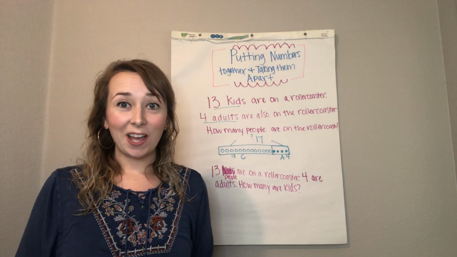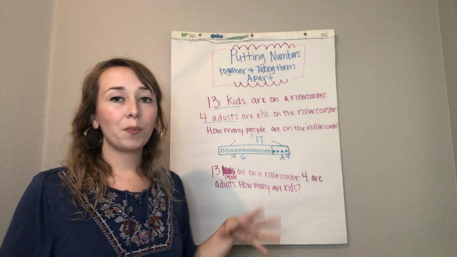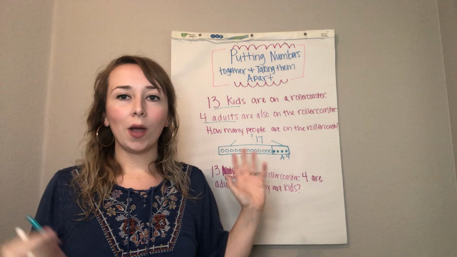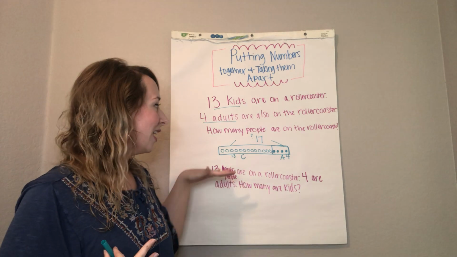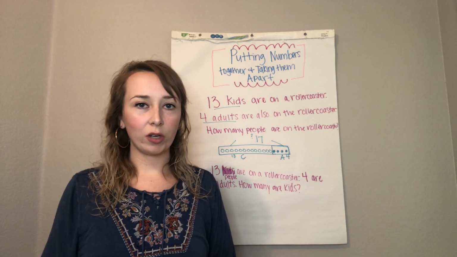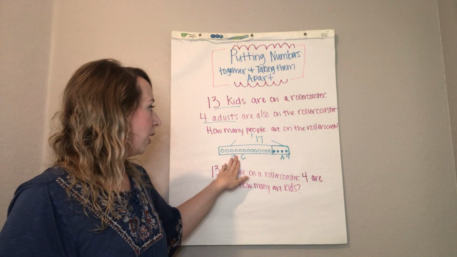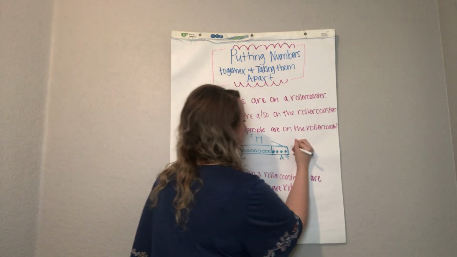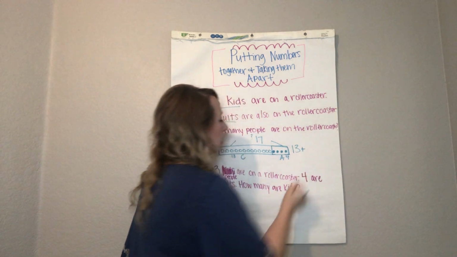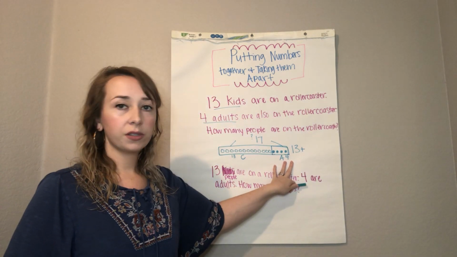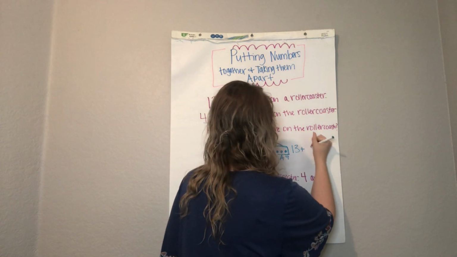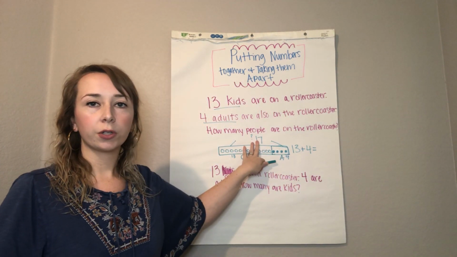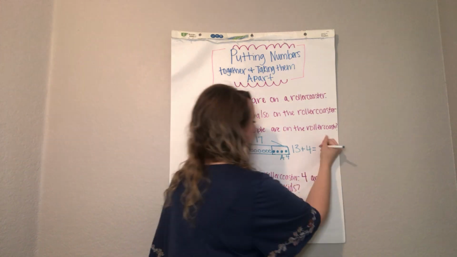So you're not done yet though. You've shown your picture, you've boxed in your method. Now I need you to put that into a number sentence. So what is the addition problem we just created here? What numbers did we add together? Right, we had our 13 children. We added in 4 adults to our roller coaster. So the total amount of people on our roller coaster was 17.